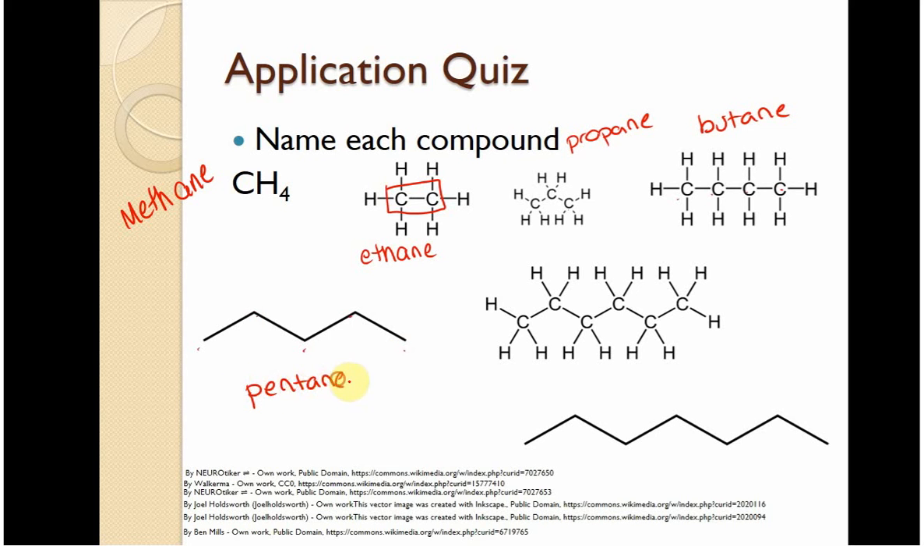Now this is a nice easy slide because I've given it to you like nothing else is here. But know that it's not always left to right that you count. 1, 2, 3, 4, 5, 6, this is hexane. 1, 2, 3, 4, 5, 6, 7, this is heptane. All single bonds.